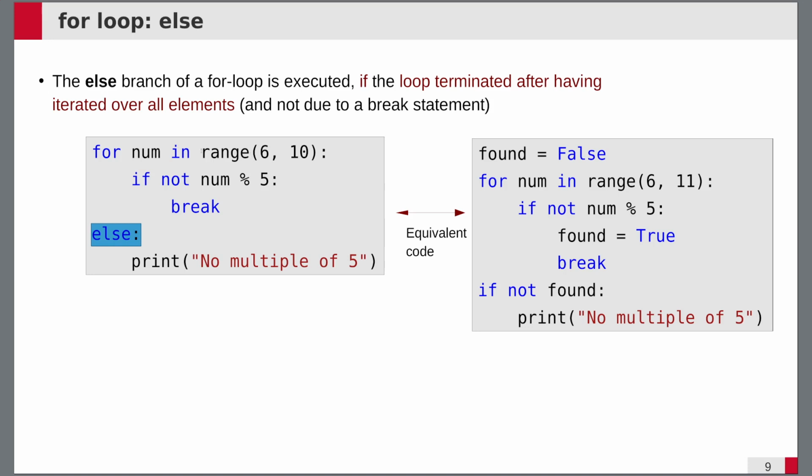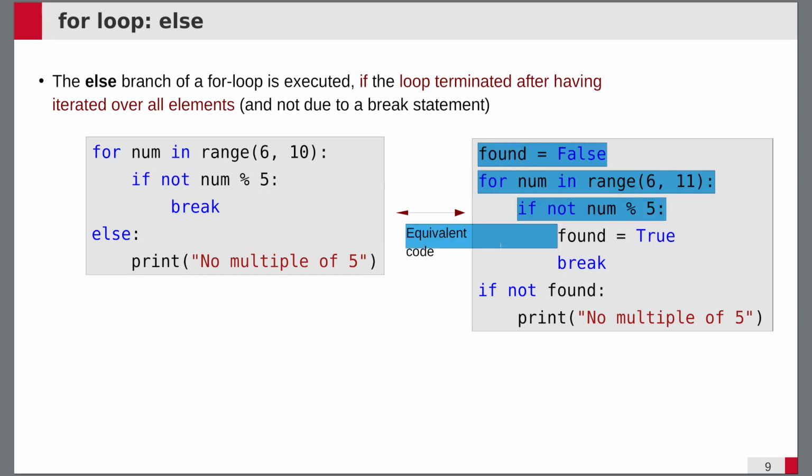So for example, if I'm running here the same loop as before from 6 to 10, where 10 is exclusive, so not included, and looking for the first number which is divisible by 5, and then I break, so I stop the for loop, because of course in this range none of the numbers is divisible by 5. Basically this loop will make all its iterations and then execute the code block after the else statement. And here is the equivalent code.